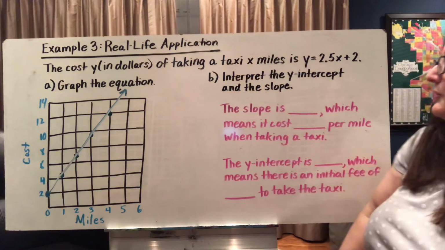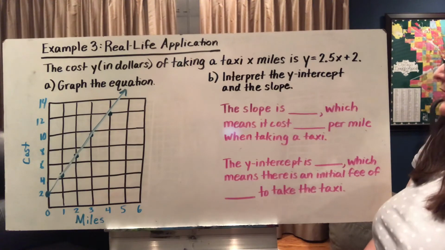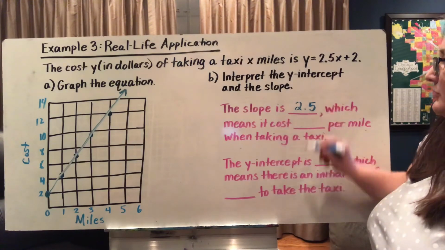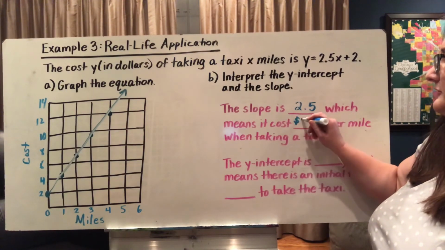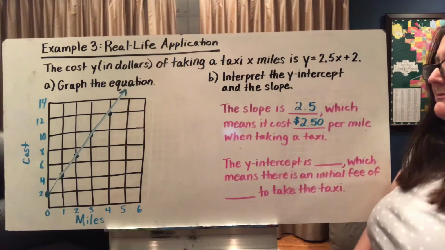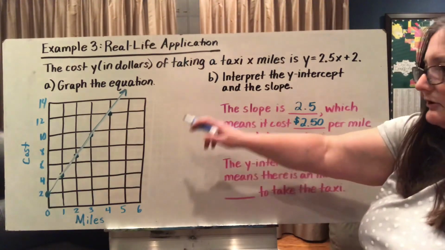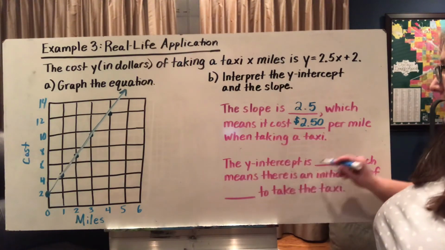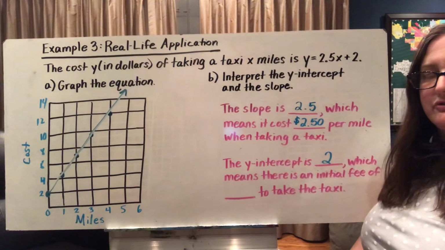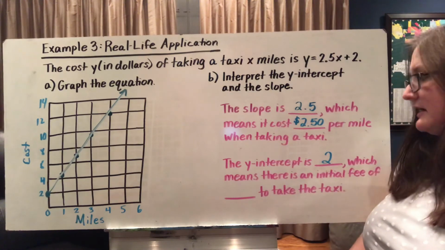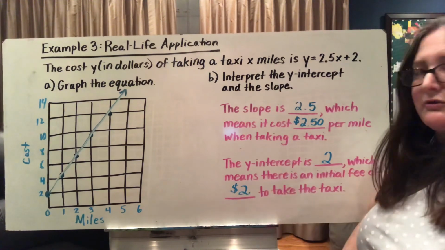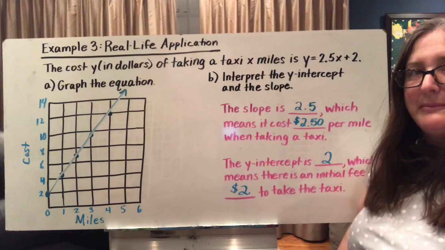So they want me to interpret the y-intercept and the slope here. Well, the slope is 2.5, which basically means that it's costing me $2.50 per mile when I'm in this taxi cab. For every mile I go, my line is jumping up $2.50. The y-intercept is 2. And that represents an initial fee. There's a charge just for getting in the taxi and using the taxi cab services. So there's an initial fee of $2, which means even though I haven't even traveled anywhere yet, as soon as I get in that cab, I'm paying $2.